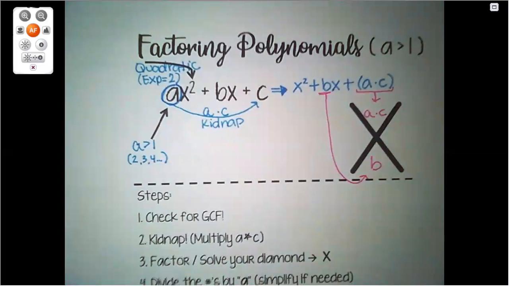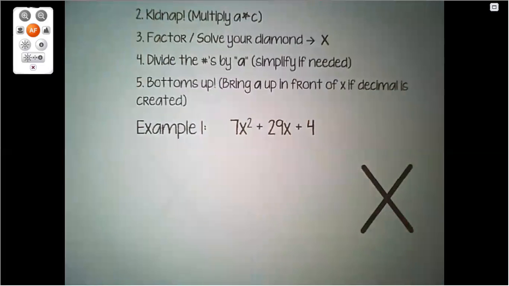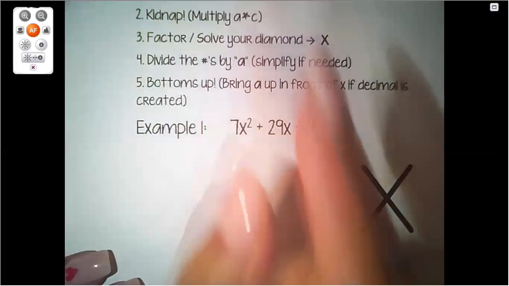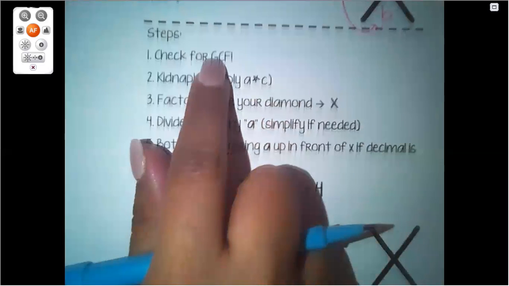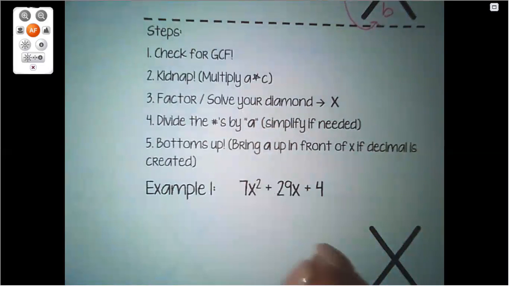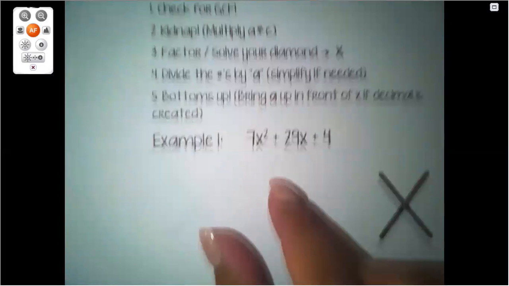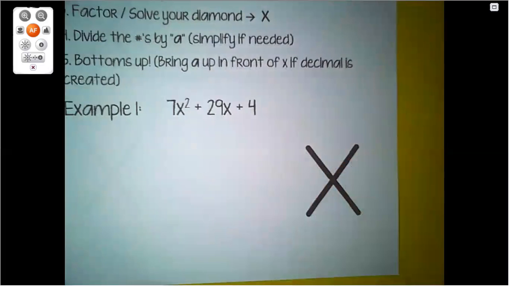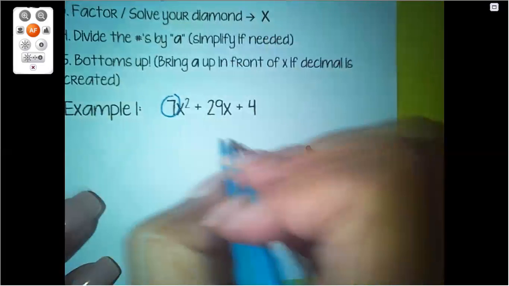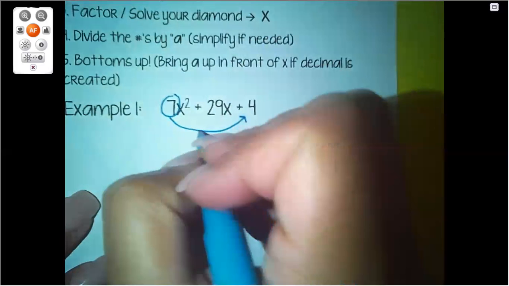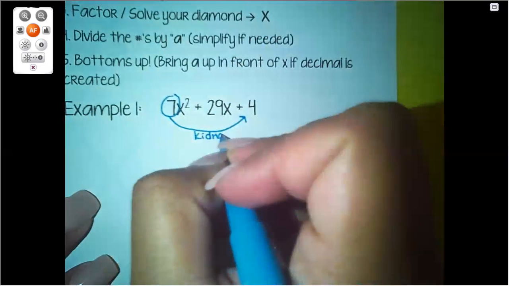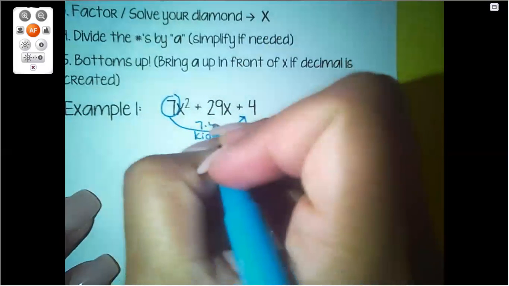Let's start with example 1. Okay, so the first step is always to double check to see if there is a greatest common factor, to see if there is an x on every term, which there isn't, and if there's a number on every term, which there isn't, in this case; there isn't a number that goes into all of them. Okay, so we're going to start factoring. Here we go. You grab that first number, you grab your A, and you kidnap it. What does it mean to kidnap? You take it away. We're multiplying 7 times 4.